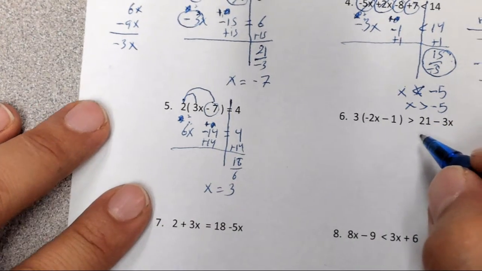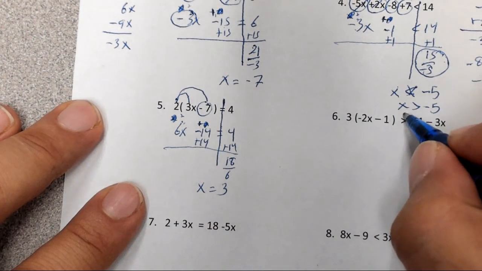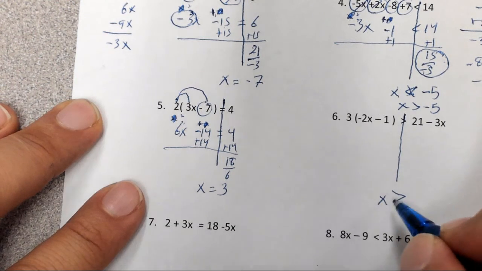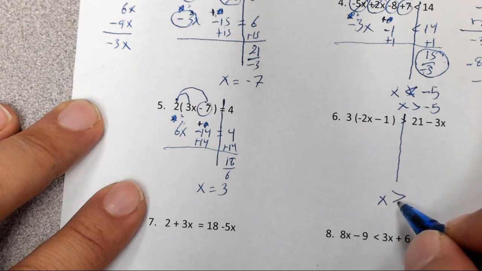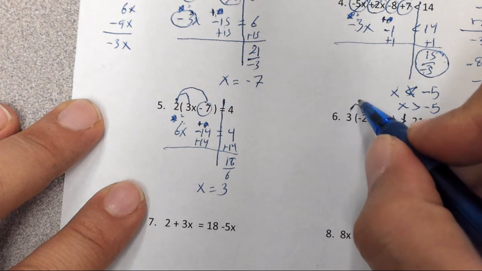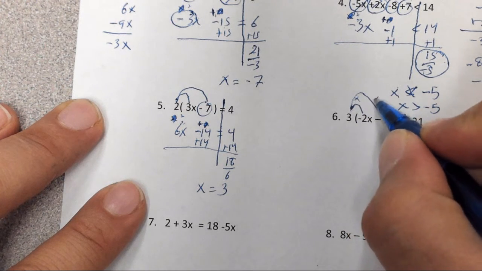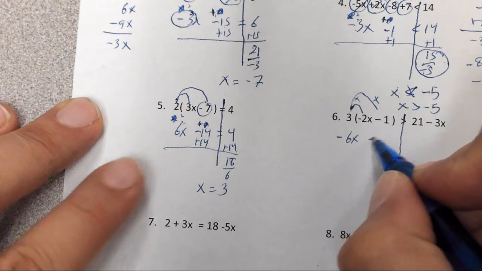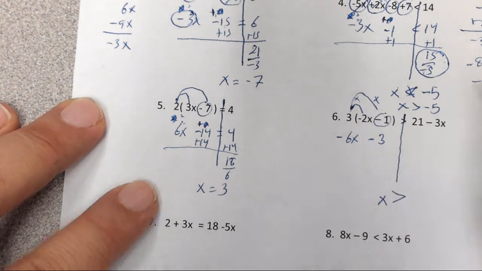Same thing on this side, but this side has an extra setup. Again, this is an inequality, so at the end of the line I'll draw the inequality so I don't forget that this is not an equal sign. Over here we have parentheses, and parentheses means multiplication. So 3 times negative 2 is negative 6, and 3 times negative 1 is negative 3. Remember, this is a negative 1.